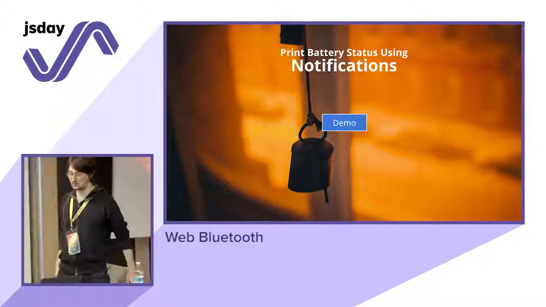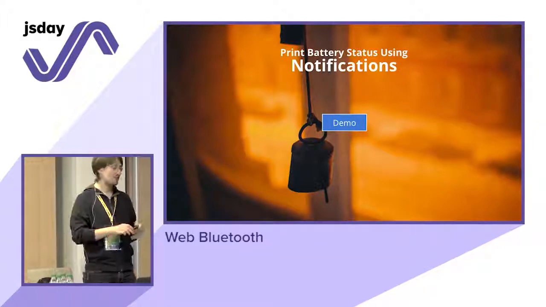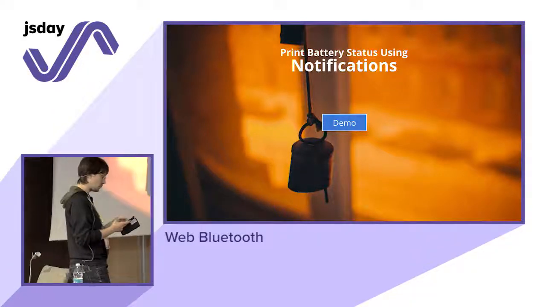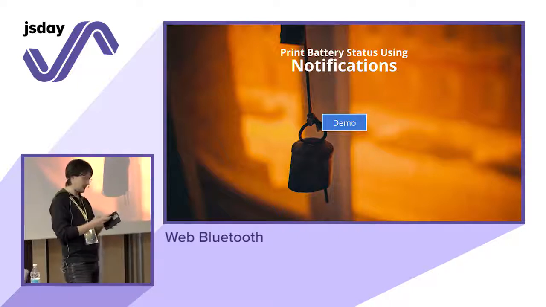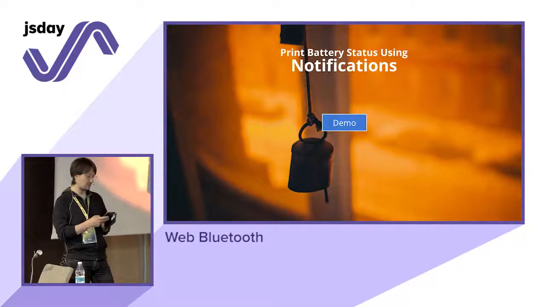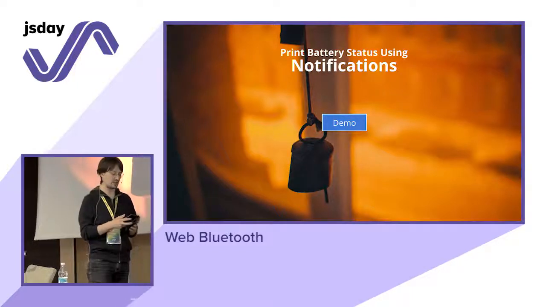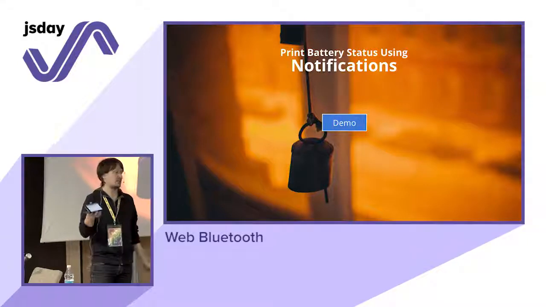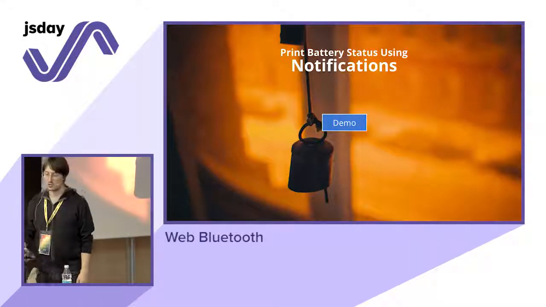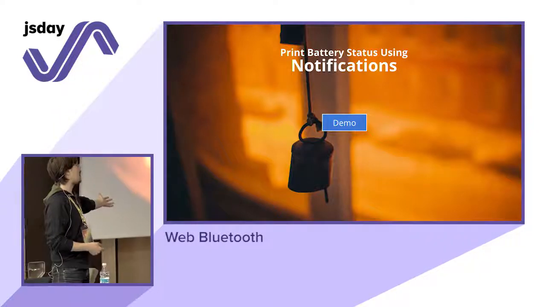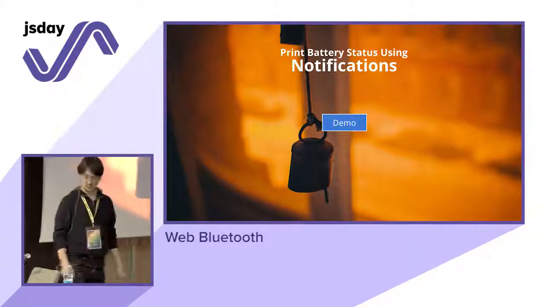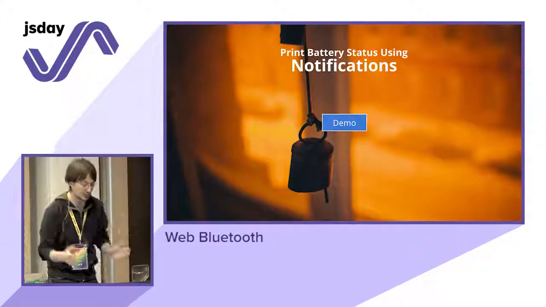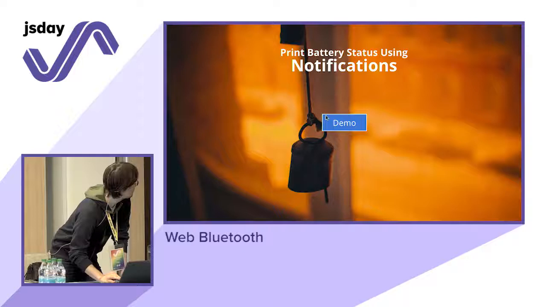For this demo, which I really hope works, I'm going to emulate a Bluetooth low energy device using this phone. There is a very nice application called Bluetooth Peripheral Emulator from Google that basically allows you to emulate services like a battery status. So we are going to showcase the battery status on the browser, and we're going to change it in real time and see it change. This is kind of the intent. Let's see.